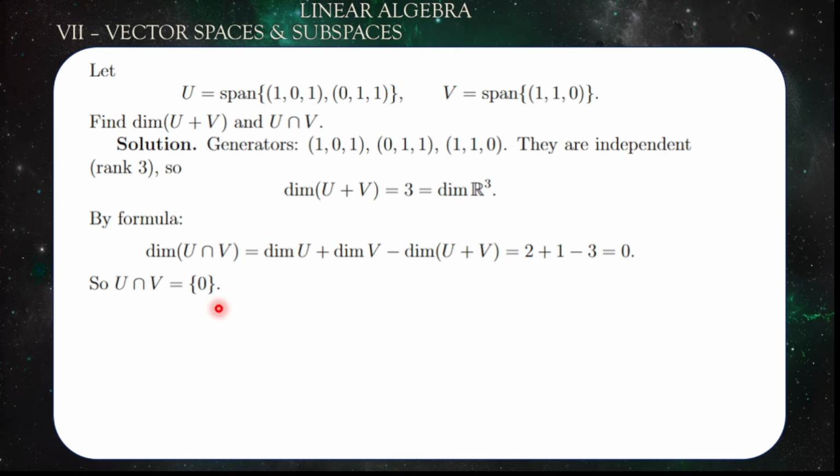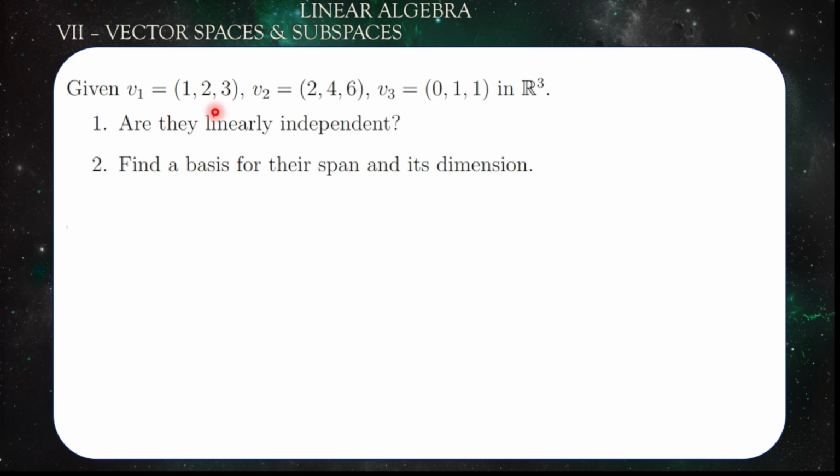There are no intersections. There's no area of intersection between U and V. They are completely independent spaces, okay? Which also, by the way, conforms with the fact that the vectors within these two spaces are also independent.